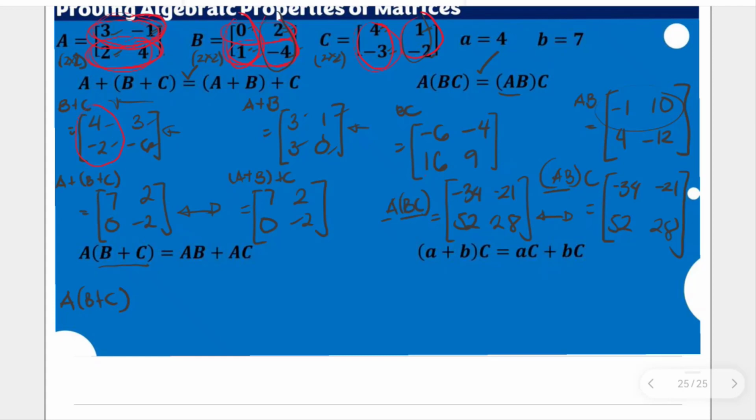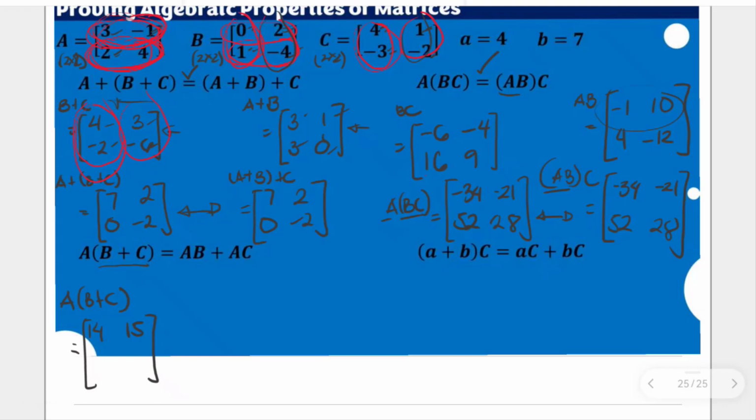3 times 4, pardon again if a portion of the previous examples would be highlighted. So 3 times 4 is 12, negative 1 and negative 2 is positive 2, 12 and then 2. Here I have 14. Next, the same row against here. 3 times 3 is 9. Negative 1 and negative 6 is positive 6. 9 plus 6, 15. Next, the bottom row, second row against here.